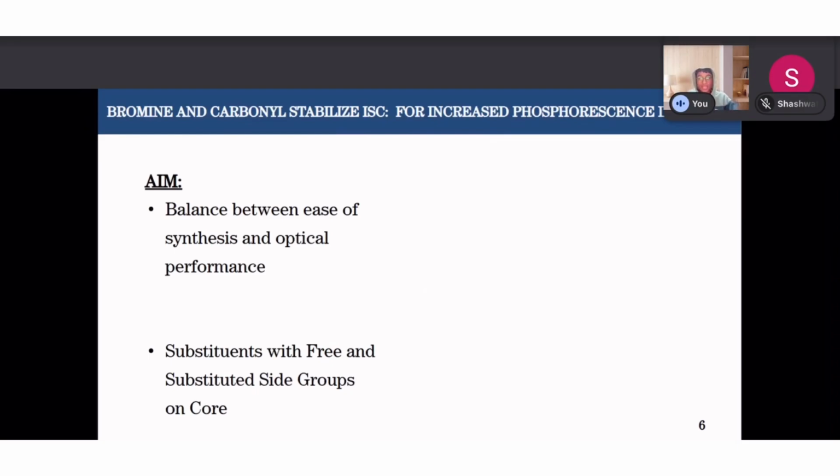So the aim of our study is to balance this ease of synthesis and also the optical performance of a compound, and we would also like to study the substituents with the free and the substituted side groups and their effect on the core and the phosphorescent behavior.